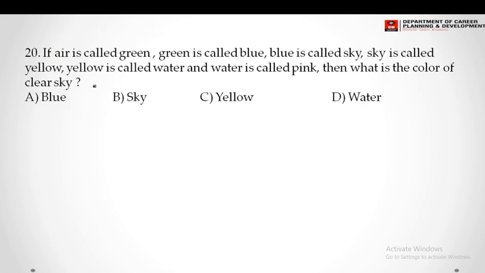Now this one is the last question. If air is called green, green is called blue, blue is called sky, sky is called yellow, yellow is called water, water is called pink, then what is the color of clear sky? And we know that the color of clear sky is blue.